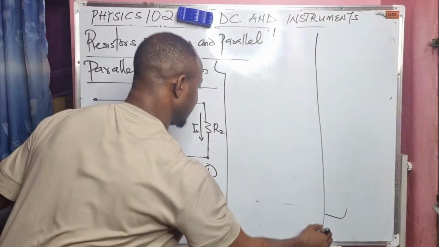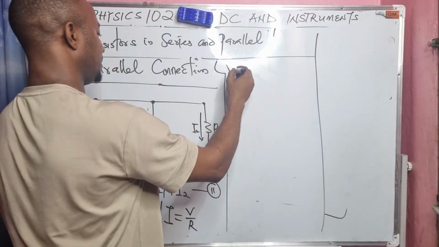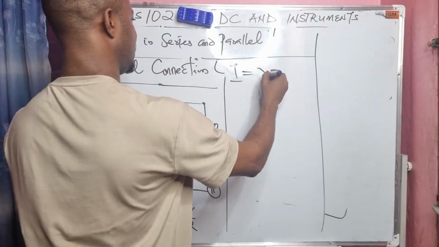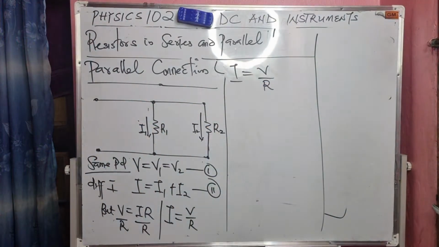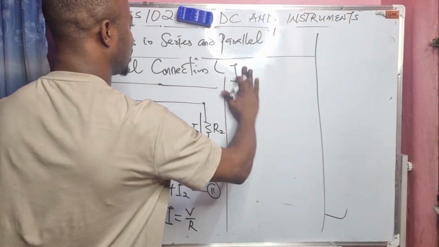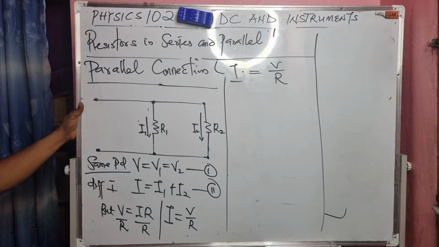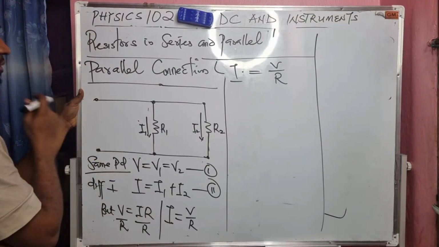Let me bring it out here again. Here we are saying that current is equal to V over R. Now, what do we do here? I have to replace this, just like we did in the first, which is series connection, where we derived the formula for R equivalent. Let's see what will be the value of our R equivalent, resistance equivalent for parallel connection.